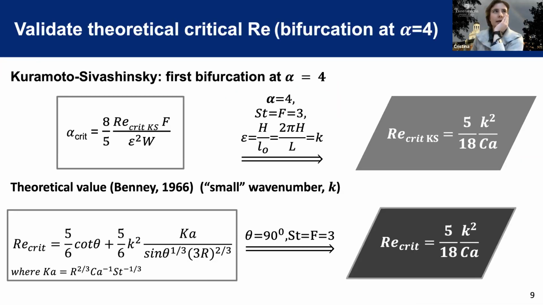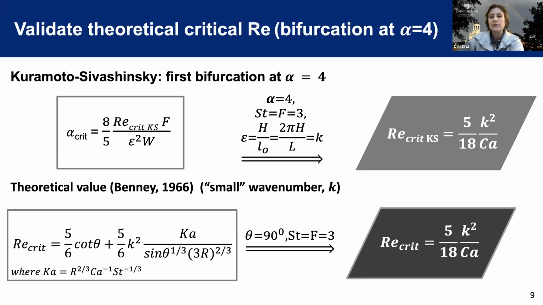In addition, we validated that the derived relation between the Reynolds number and the alpha parameter is valid by comparing the critical Reynolds number of the KS and the critical Reynolds number of another reduced order model for the amplitude, in this case the Benney equation.